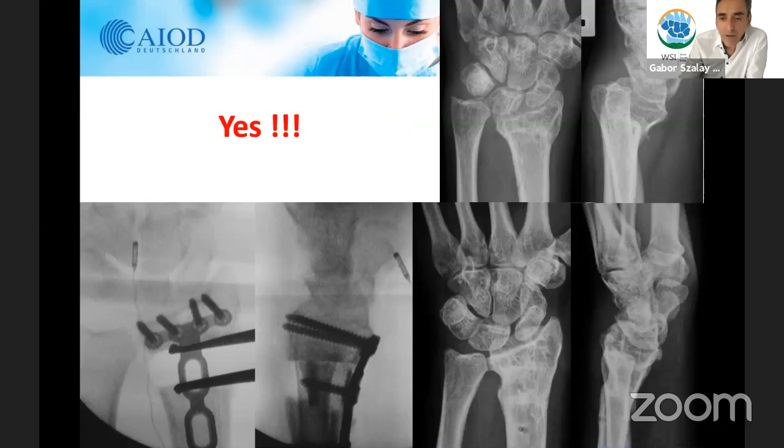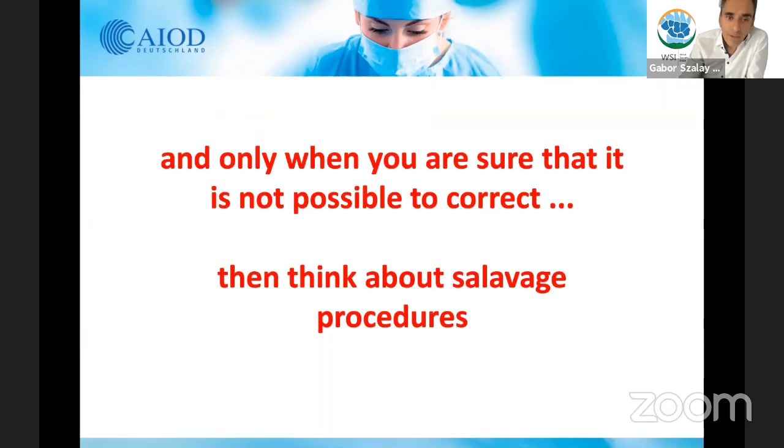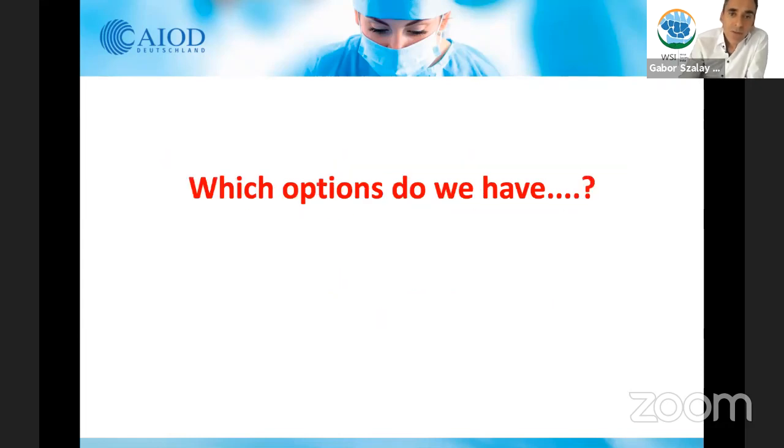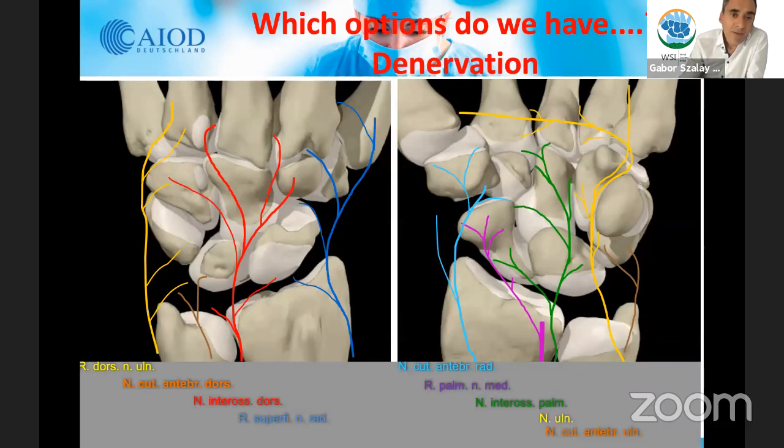So never go directly to the salvage procedure. Think about the correction osteotomy, and only when you are sure that it is not possible to correct, then you should think about the salvage procedure. So which options do we have? So the easiest salvage procedure is the denervation.